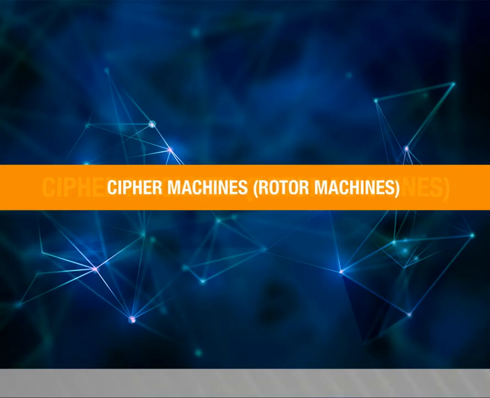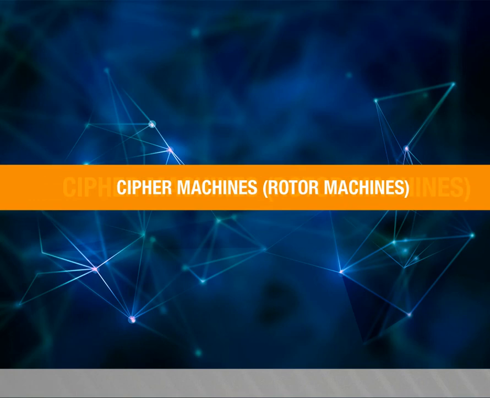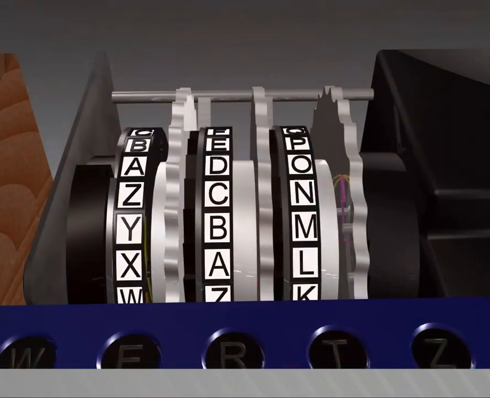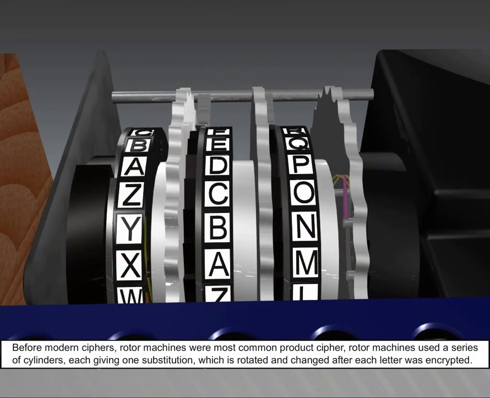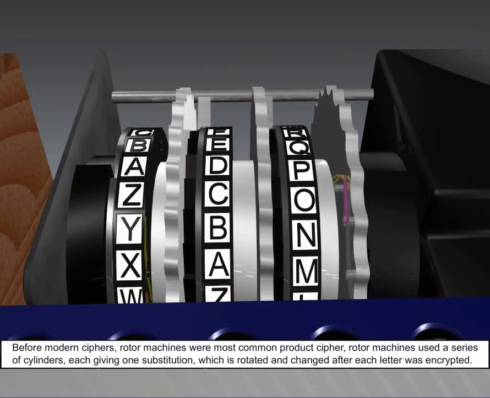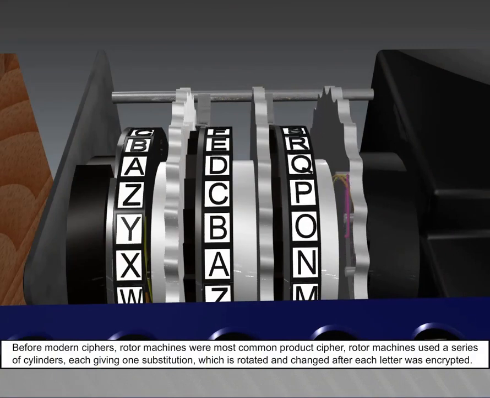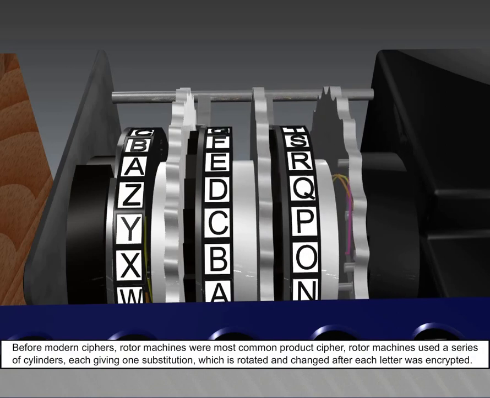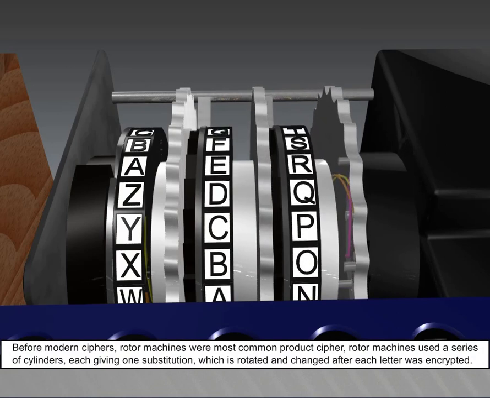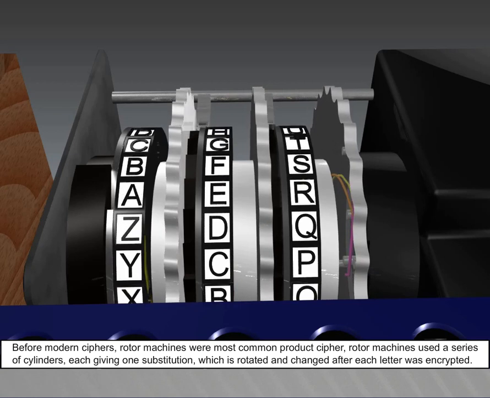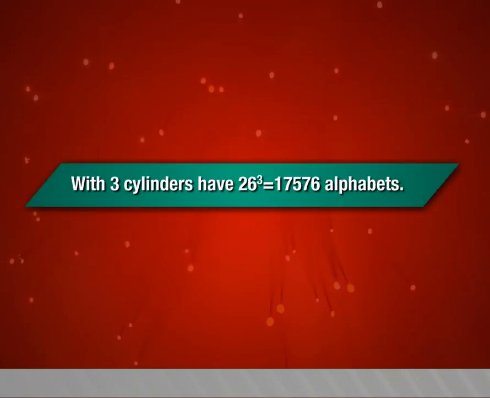Cipher machines, that is rotor machines. In this video, we are going to learn about cipher machines. Before modern ciphers, rotor machines were the most common product cipher. Rotor machines used a series of cylinders, each giving one substitution, which is rotated and changed after each letter is encrypted. With 3 cylinders, we have 26 to the power 3, which is equal to 17,576 alphabets.